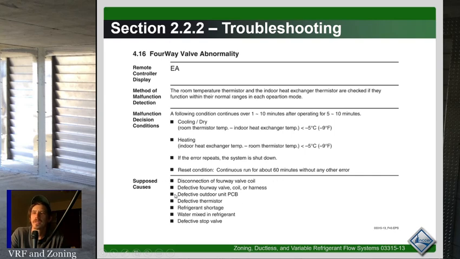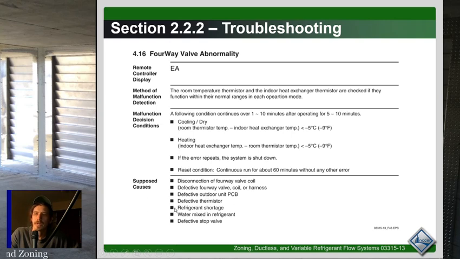Supposed causes: disconnection of a four-way valve, defective four-way valve, defective outdoor PCB, defective thermistor, refrigerant shortage, water mixed in refrigerant, defective stop valve. Obviously, if I'm looking at an issue like this, the first thing I'm going to be checking for is defective thermistors. The next thing I'm going to be checking for is low on refrigerant. After that, I'll start checking all this other stuff, and if there's anything I can check while I'm looking at those two issues, I will.